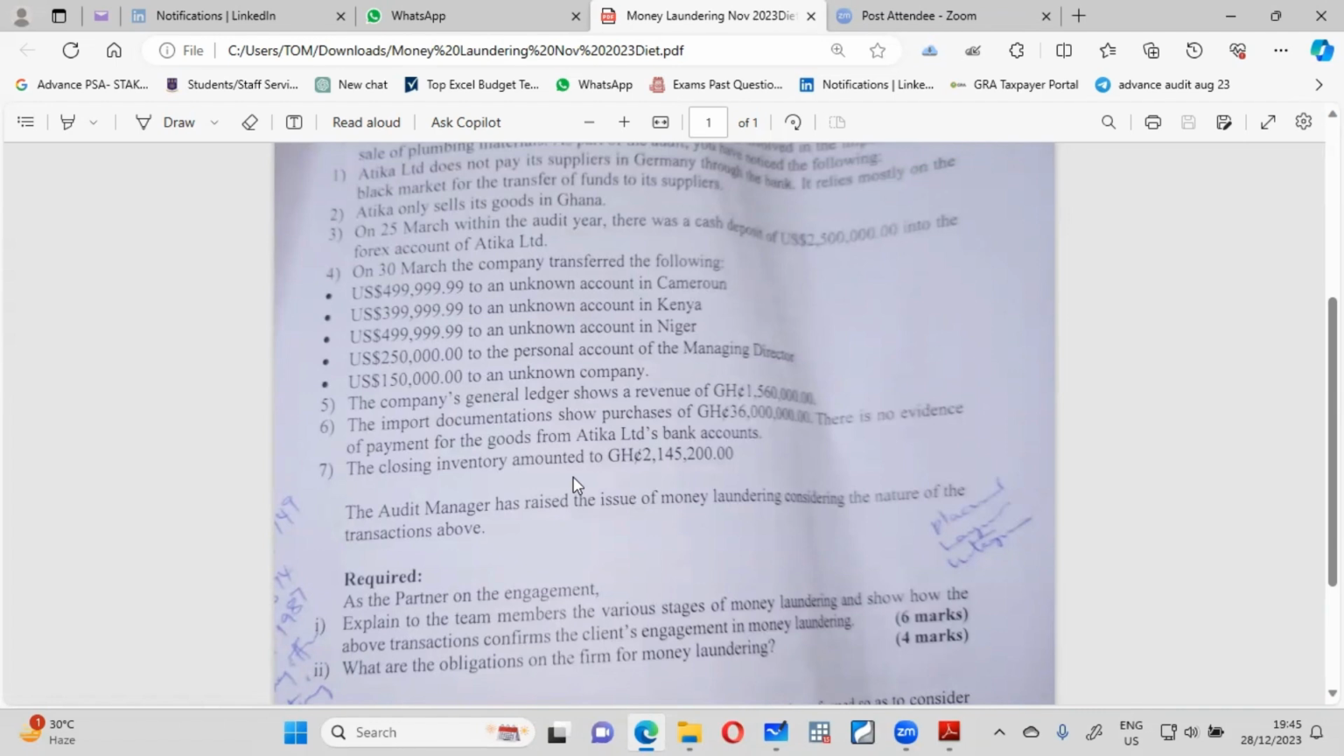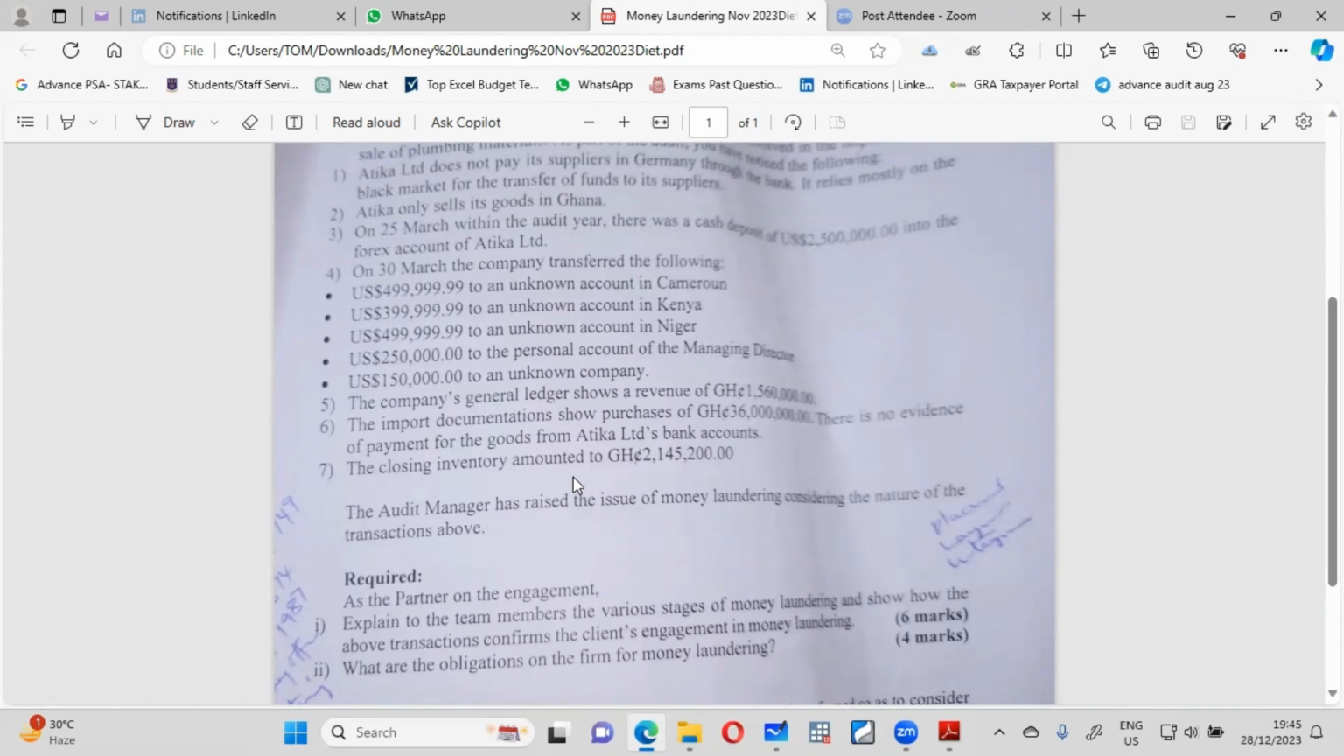Now, Attica is transferring monies to various places: Cameroon, Kenya, Niger. And again, he transferred 250 to the personal account of the managing director, who provided no service to my company. So the key marks are in your ability to explain the 3 stages of money laundering. If you are able to explain that, kudos, you are fine. Then you link up issues in the case to explain why you think there is money laundering.